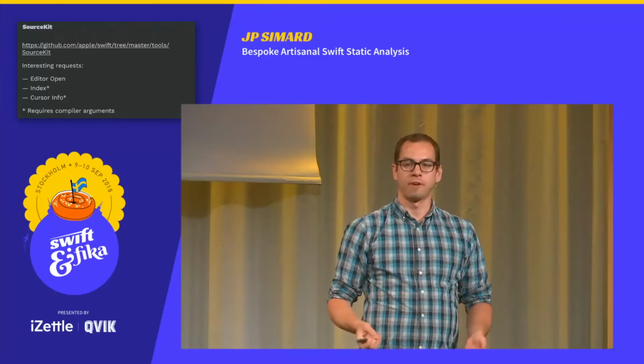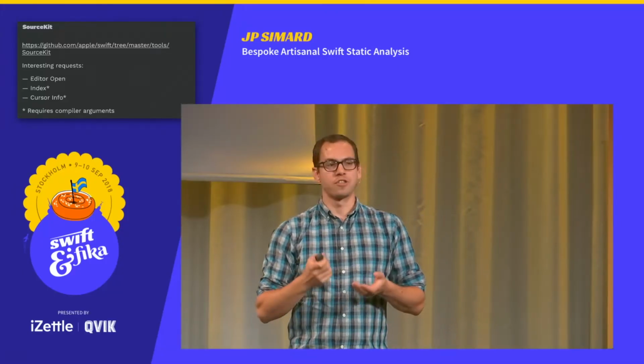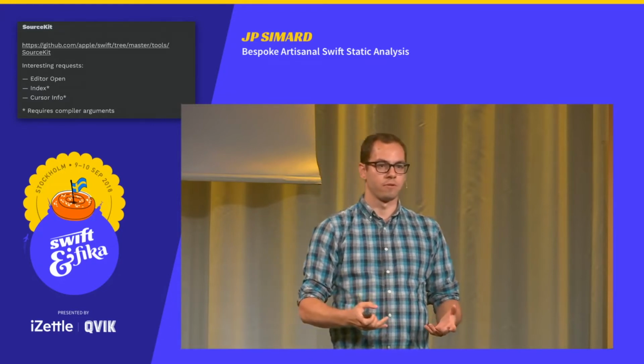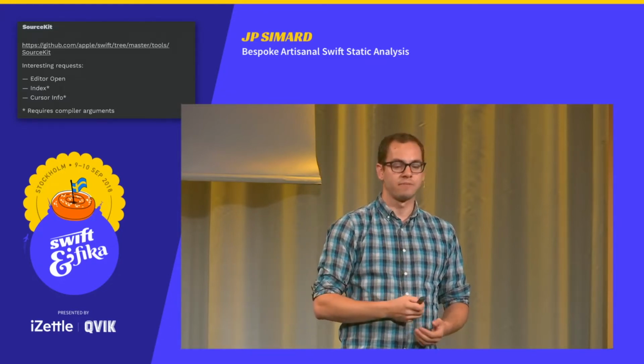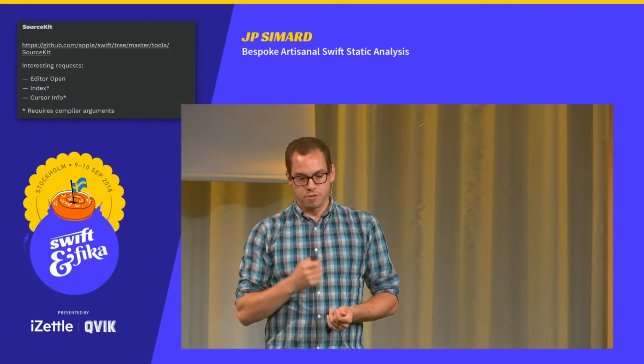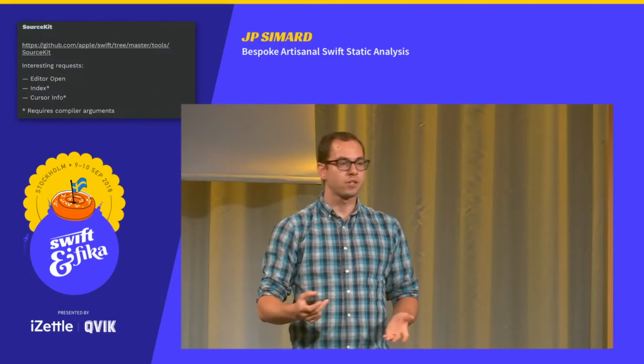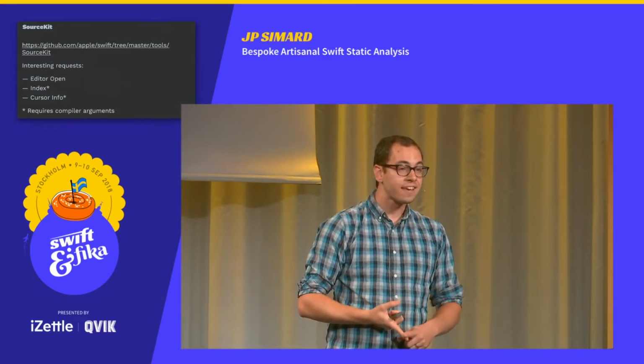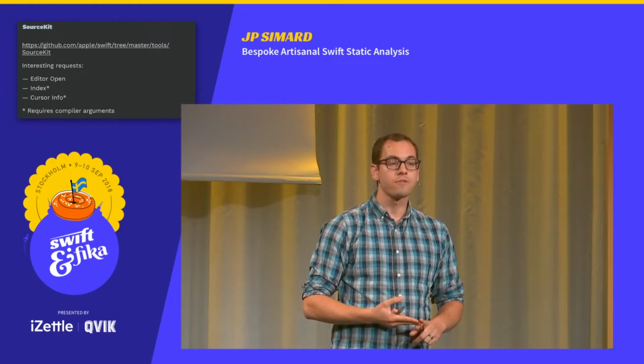This is what Xcode calls into SourceKit when you just open a Swift file. So this is a good starting point. It gives you information about your program, but it doesn't give you the detailed information that you need. So there's two very interesting calls, especially for what we're trying to build here. There's the index request, and there's the cursor info request.